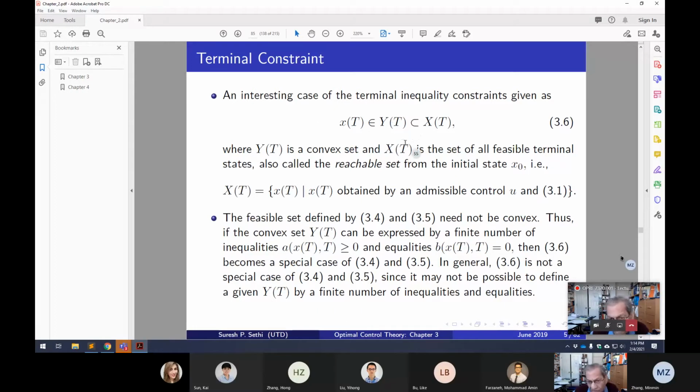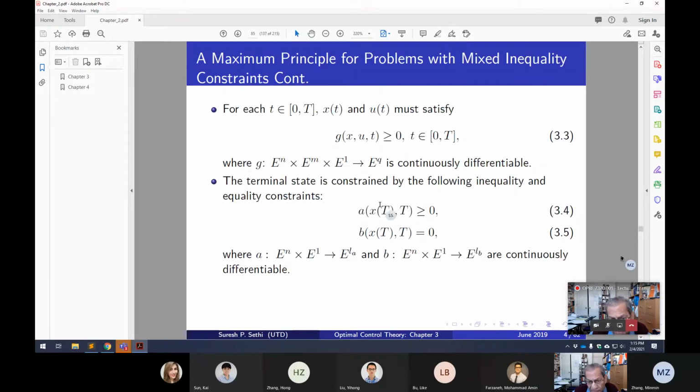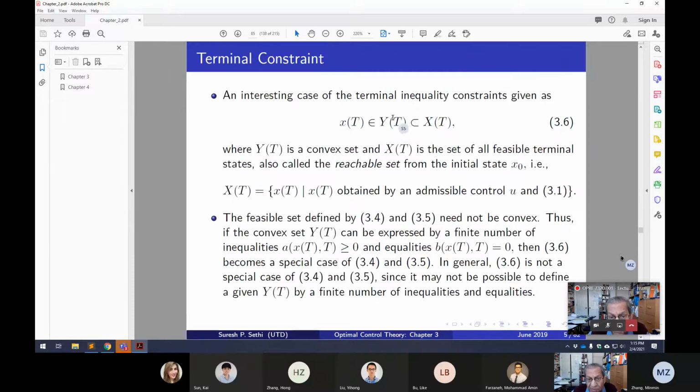But anyway, we're not going to be dealing with this kind of stuff. Most of the constraints that we will deal with will be of this form. For example, we will be dealing with x_t as an interval, let's say the interval -1 to +1.